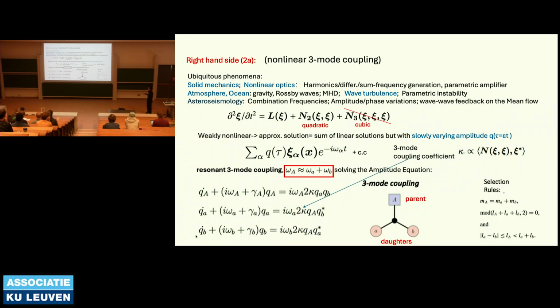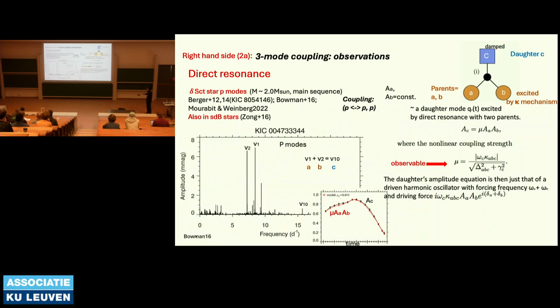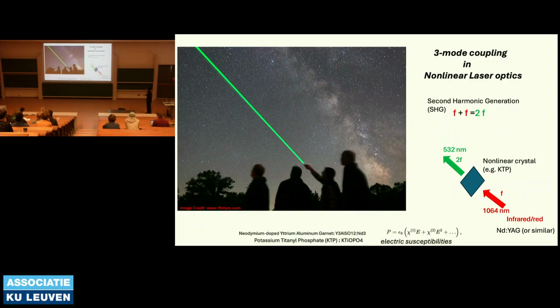By the way, this three-mode coupling is ubiquitous. You may already have experienced three-mode coupling here, because I didn't realize this laser pointer is green. But anyway, if you have been stargazing, you have already had some first-hand experience, because a red or infrared laser is easy to make. Usually, to generate a green laser, you need some nonlinear crystal and use second harmonic generation. This is a kind of three-mode coupling.